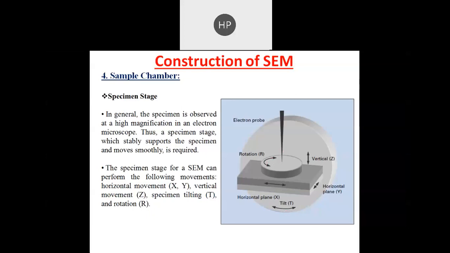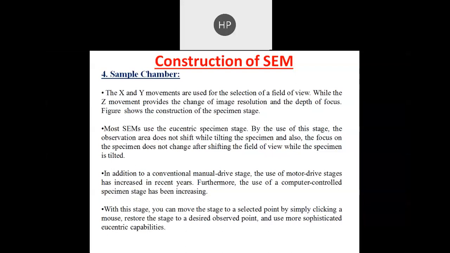So all these motions are given to the specimen stage so that we can exactly locate the specimen at a desired place, and the illumination of the material can be properly done, so that we can have a good magnified image. The specimen stage for a SEM can perform the following movements: horizontal movement of x and y, vertical movement of z, specimen tilting, and rotation. So this is the specimen stage.